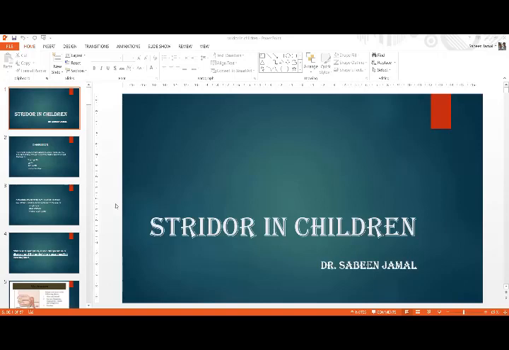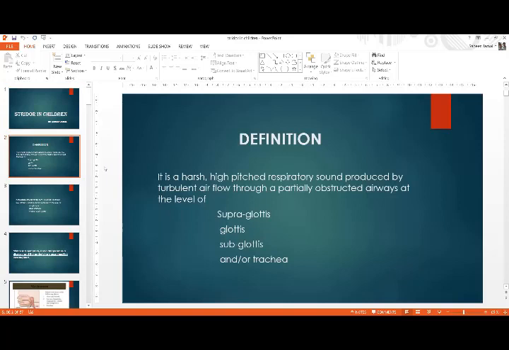So, first of all, what is the definition of stridor? It is a harsh, high-pitched respiratory sound that is produced by turbulent airflow through partially obstructed airways at the level of supraglottis, glottis, subglottis, and/or trachea.